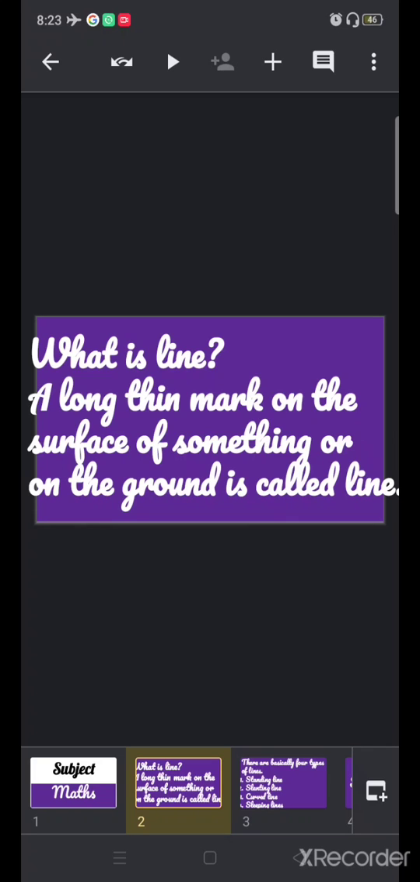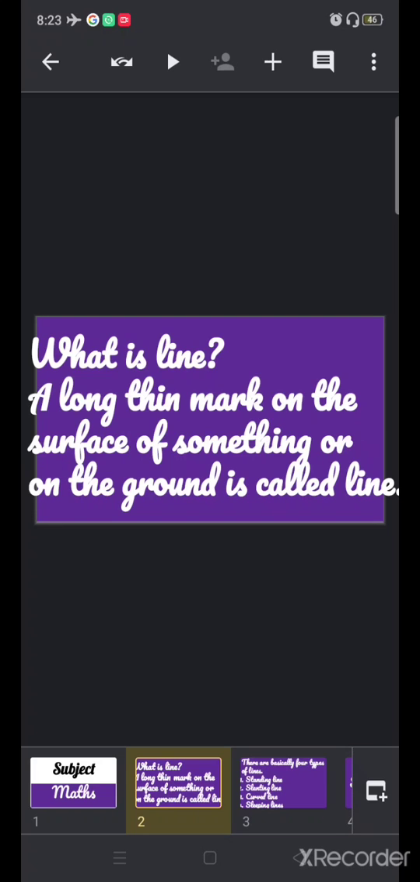A long, thin mark. Any long, thin mark on the surface of something, anything, or on the ground is called a line. Children, have you ever seen lines? Yes? Where? Everywhere, isn't it? Everywhere we can see lines. In Hindi, in maths, in EVS, in drawing, everywhere we see lines.